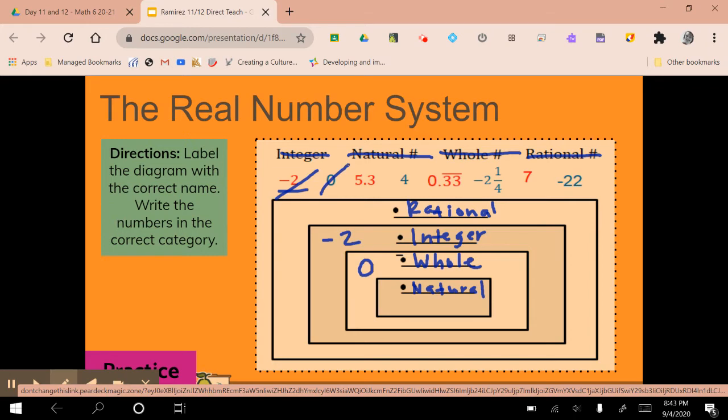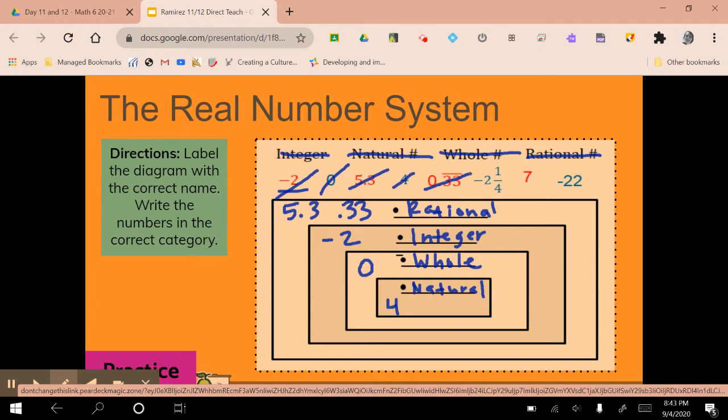5.3, that's a decimal, so that's rational. Decimals and fractions always go in the rational box. The number 4, that's a natural number. It's positive, it's whole, and it's a counting number. So I'm going to put 4 in the natural box. 0.33 repeating. It's a decimal, so it's going to fit in the rational box.